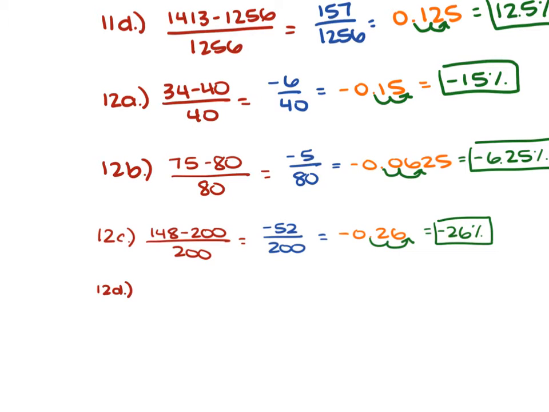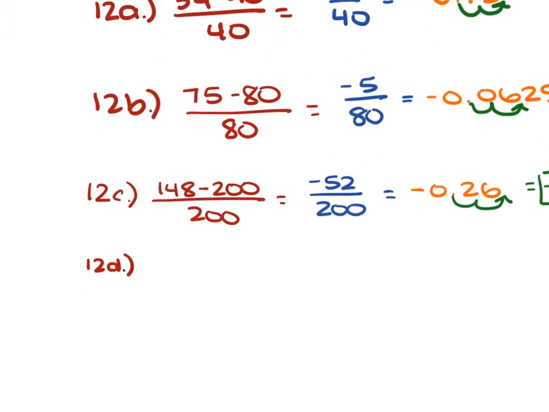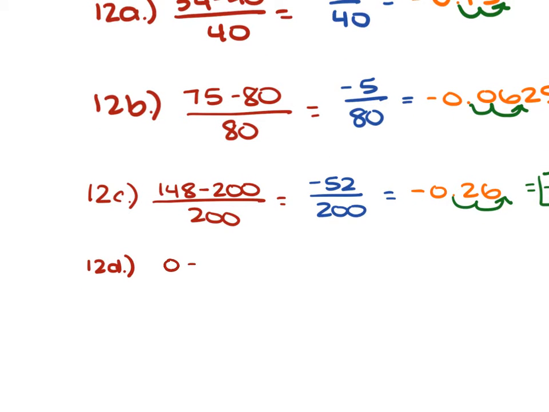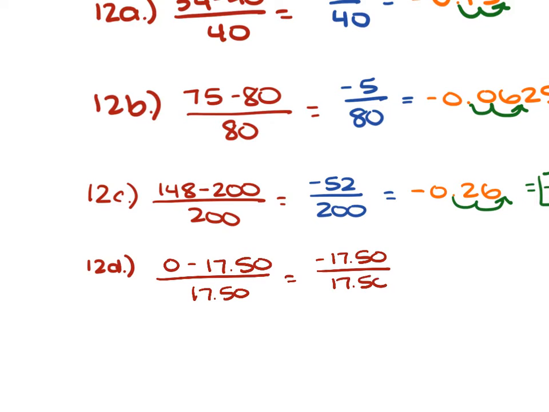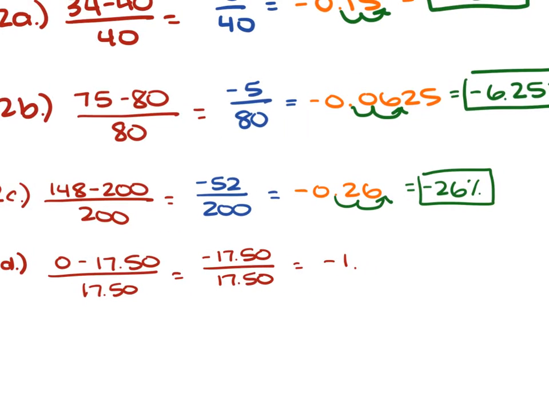For D, we're working with 1750 to 0. So our original is the 1750, our new is 0. So it's 0 minus 1750 over 1750. So that's a negative 1750 over 1750, which is just negative 1. So that's negative 100%.